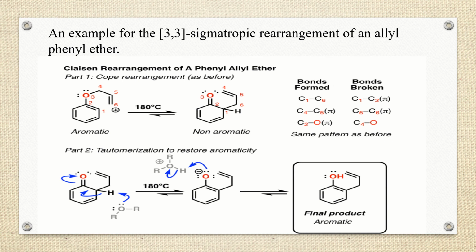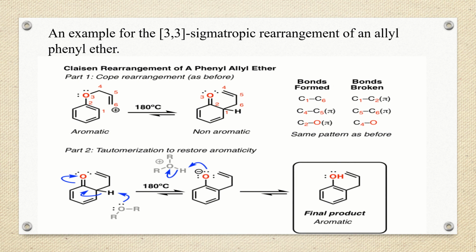Now let's take this aromatic allyl phenyl ether. Over here, there's a bond formation between carbon number 6 and 1, and there's a bond breaking between carbon number 1 and 2. So that goes to form a pi bond between carbon number 2 and oxygen. Simultaneously, there is breaking of the bond between oxygen and carbon number 4 and forming a pi bond between carbon number 4 and 5. Now, this is the intermediate which is being formed, which is non-aromatic in nature.